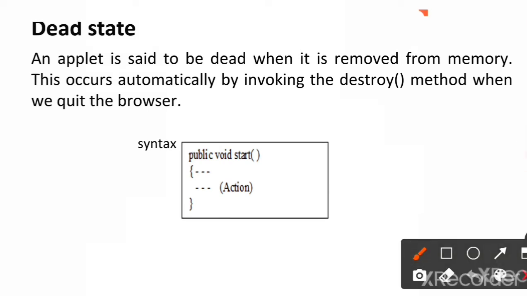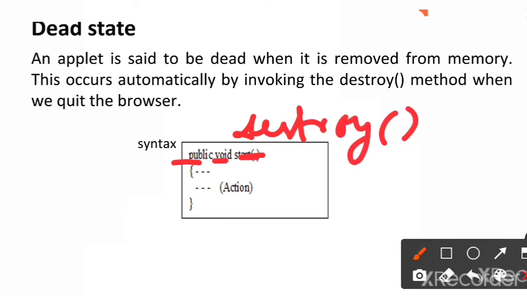The basic structure of a destroy method is as shown here. We write public, void and then destroy. It is not start, it is destroy. The destroying stage occurs only once in the applet life cycle, and if the applet has created any resources like threads, we may override this destroy method to clean up these resources.